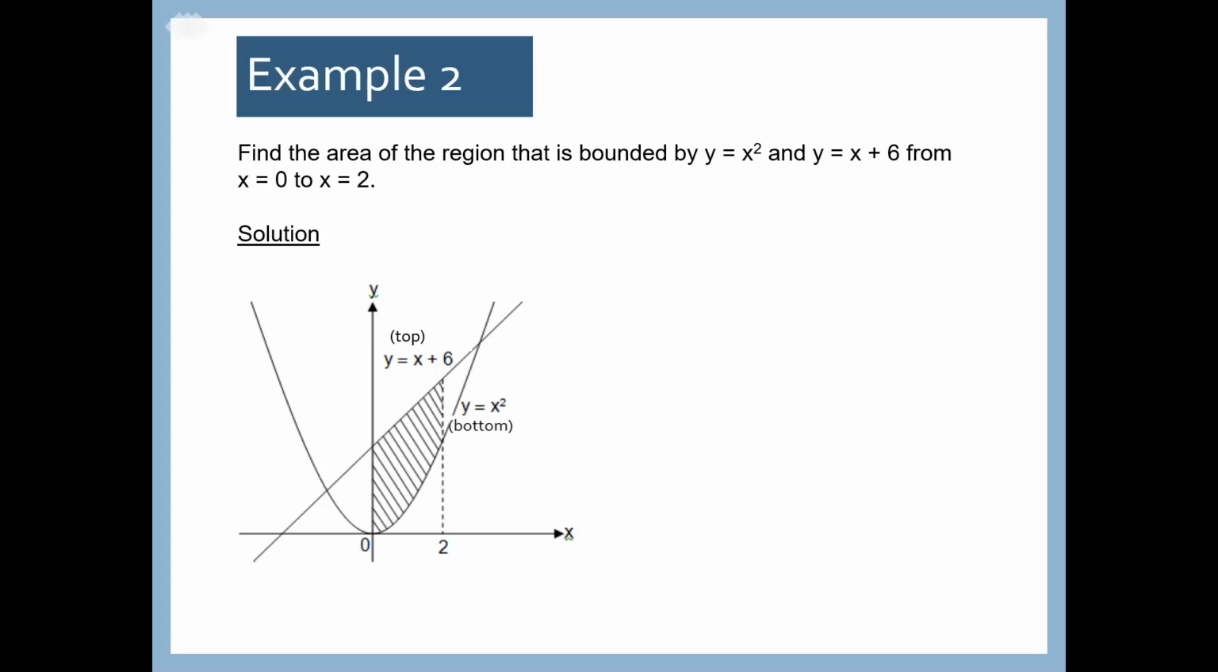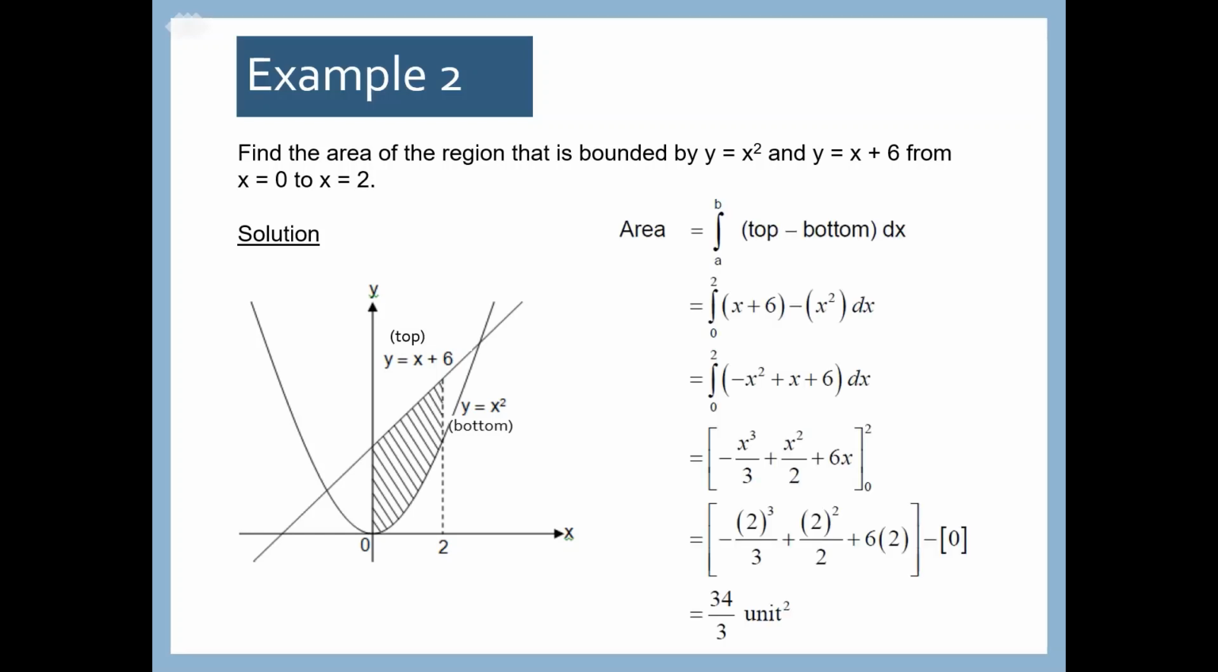Meanwhile, y equal to x plus 6 is a linear function which is represented by a straight line from the top right to the bottom left. Sketching the graph, you will obtain the graph as follows. As the interval is from 0 to 2, the area that you need to find refers to the following shaded region. Here, the top function is y equal to x plus 6, and the bottom function is y equal to x squared.